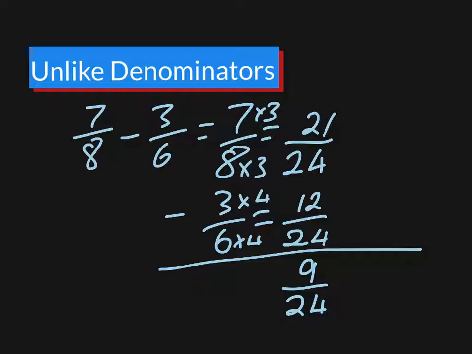And will that reduce? Well, using our divisibility rules or just our knowledge of the times table, we know that both of these divide by 3. So yes, it will reduce, and it gives us 3/8. So 7/8 minus 3/6 equals 3/8.